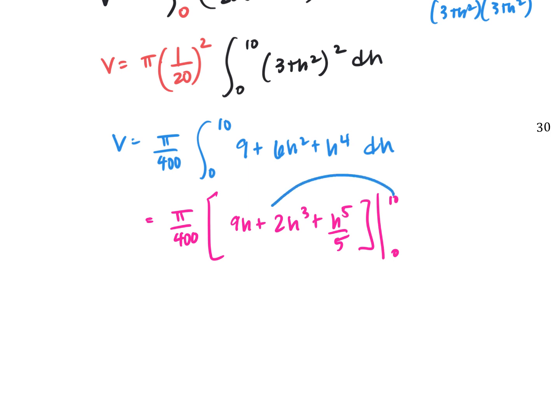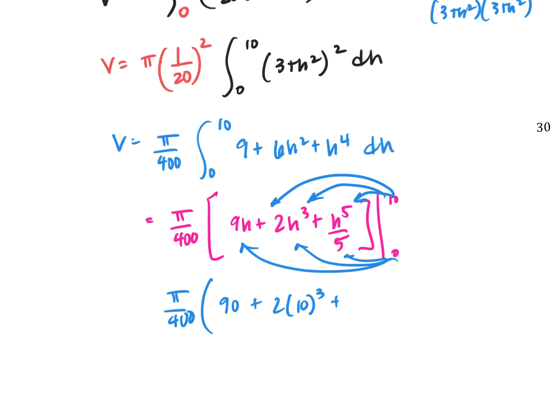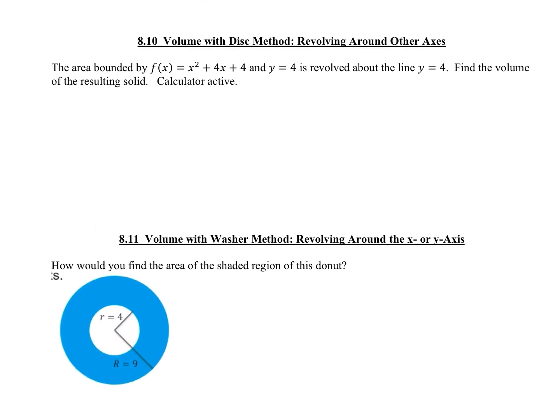Then it's just upper minus lower. Do we need to plug in the 0 here? No, it's just going to get us 0. So I'm going to leave that as 1/20th squared times pi, times 9 times 10. You could write 9 times 10 or 90, plus 2 times 10 cubed. I'm just going to leave it all unsimplified, and that's great. Who cares? Let's go.